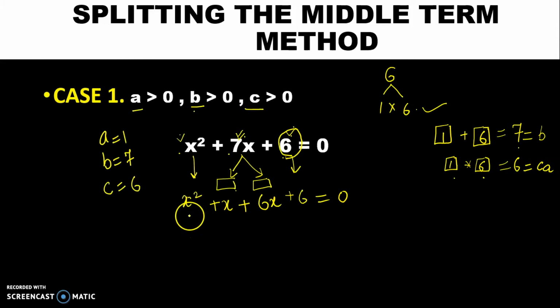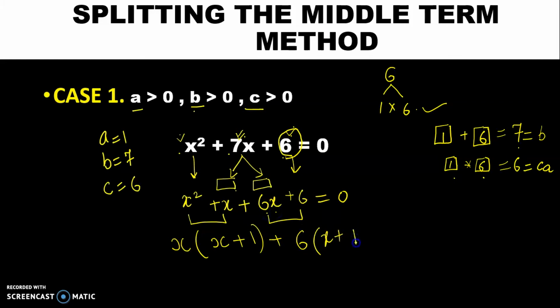Now we have 4 terms. Let's see the first and second terms. In these two terms, we can take x common. When we take x common, we are left with x in one bracket and 1 in the other, because we have taken x common. Plus, now look at these two terms. From these two terms, we can take 6 common. If we take 6 common, we are left with x plus 1, because 6 times 1 is 6, equal to 0.